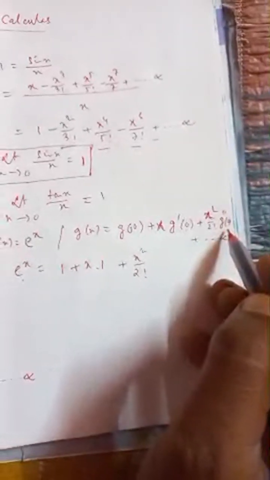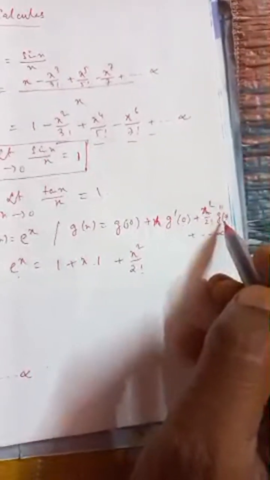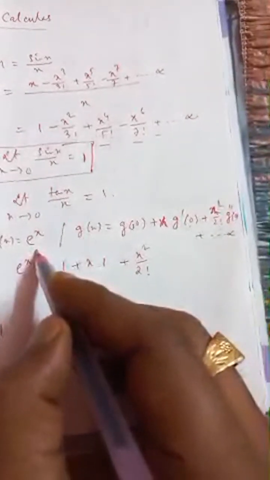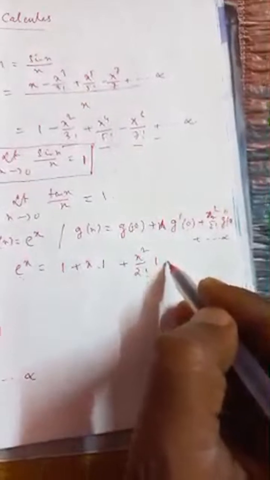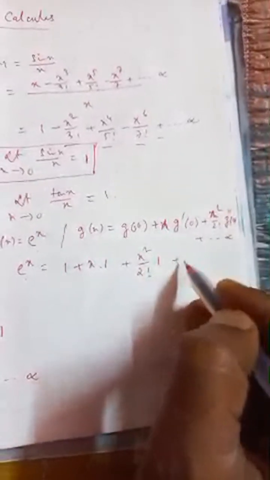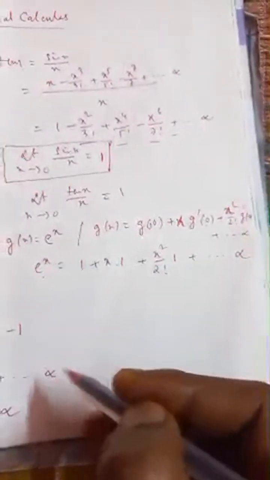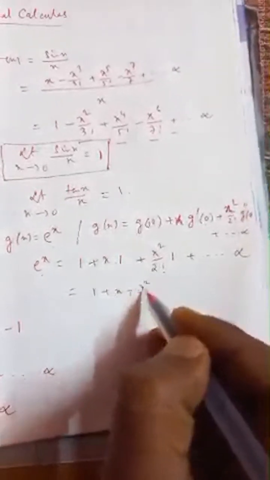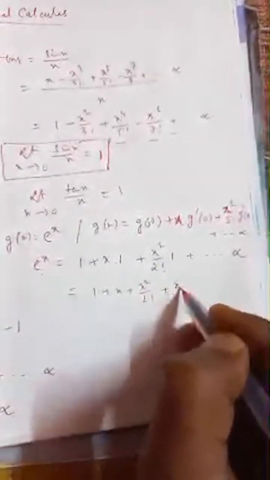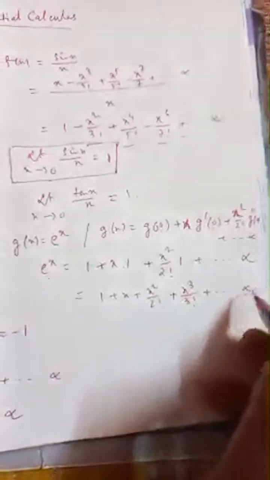Here again, the second derivative of g(x) will be e to the power x again, and at the point x equal to 0, it will be again 1. So in this way, the series expands. Now you can write e to the power x is equal to 1 plus x plus x square by 2 factorial plus x cube by 3 factorial plus dot dot up to infinity.